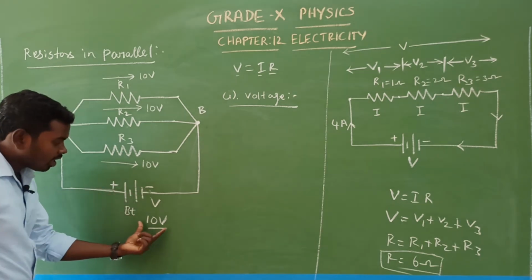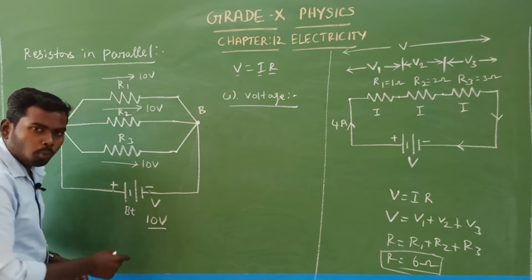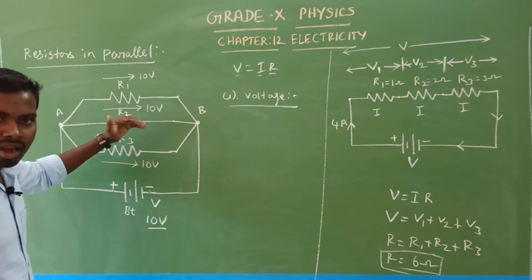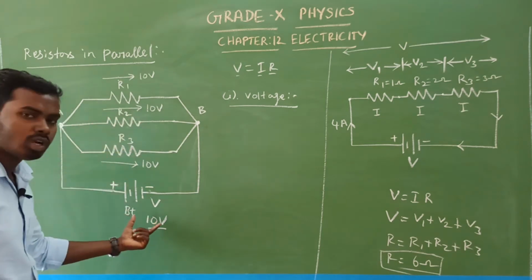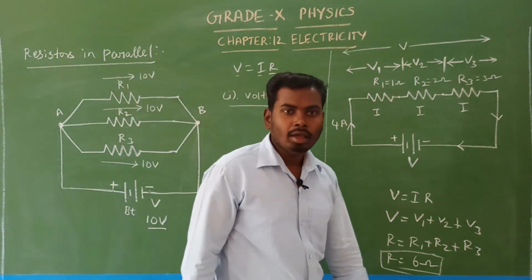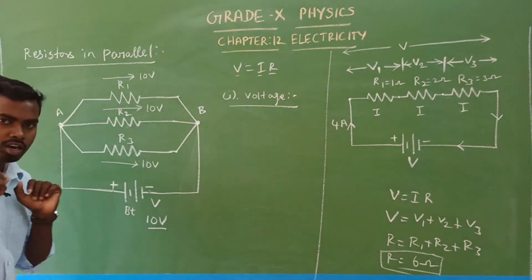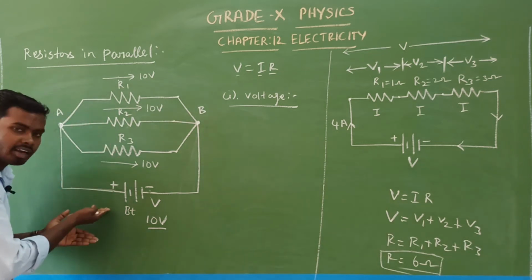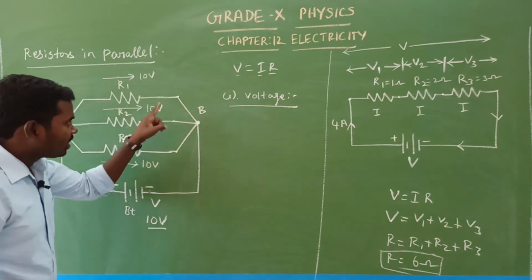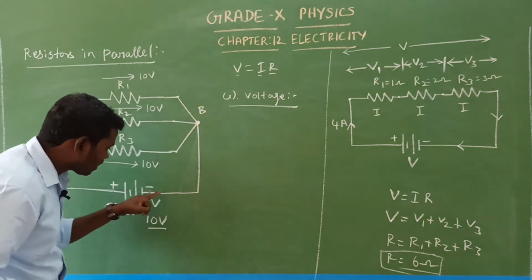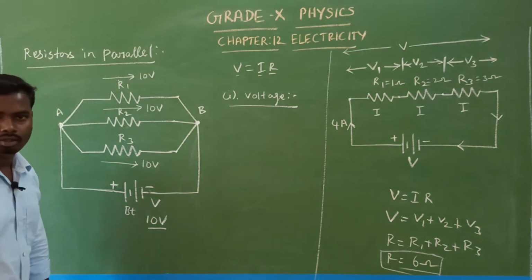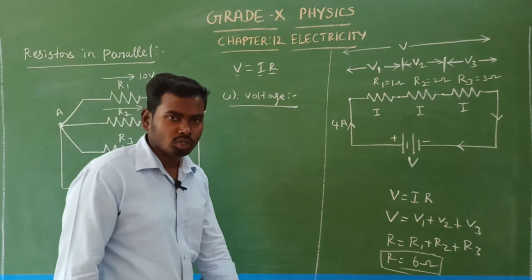Look at here. Here we have applied 10 volt potential difference throughout the circuit. So each resistor in parallel combination will have the same amount of potential difference, which is supplied by the battery. That's all. So only one main concept: all the resistors are directly connected to the positive terminal of the battery, and the other end of all the resistors is directly connected to the negative terminal of the battery. That is the reason. Is it clear? It's a very easy one.